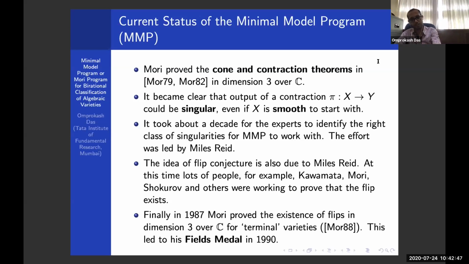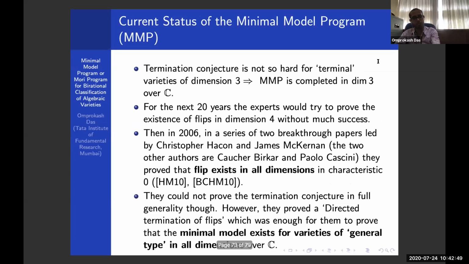Then in 2006, Christopher Hacon and James McKernan had a breakthrough result that year. They proved that flips exist in every dimension, not just dimension 4. They were able to do induction on dimension: you do not need to focus on dimension 4, you can show that flips exist in all dimensions. This is a huge result.